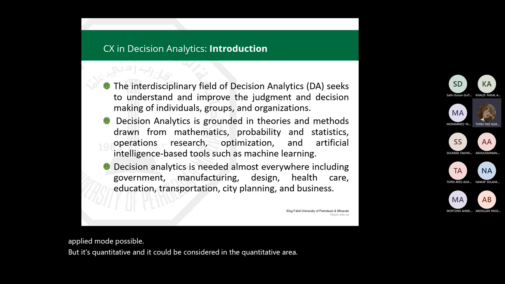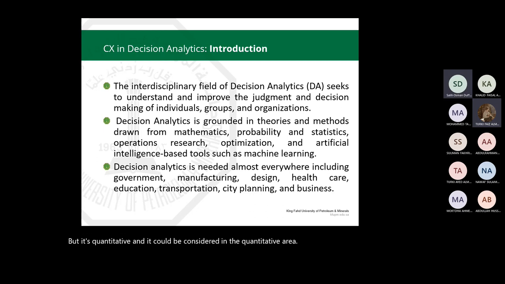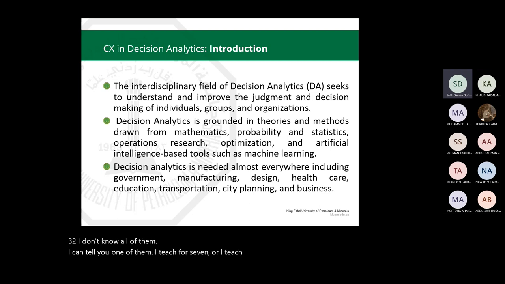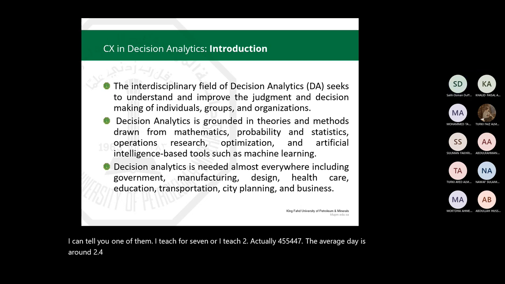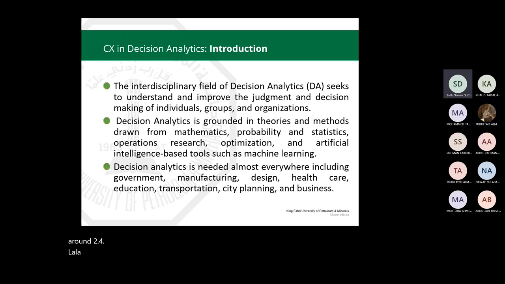Someone asked what is the average GPA of the courses. I tell you, I don't know all of them. I can tell you one of them. I teach 447, or I teach two actually, 455 and 447. The average is around 2.4. It is not predetermined, it depends on the students. If the students worked hard, they can raise the GPA; if they didn't, it doesn't rise.